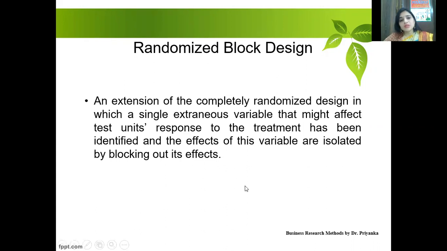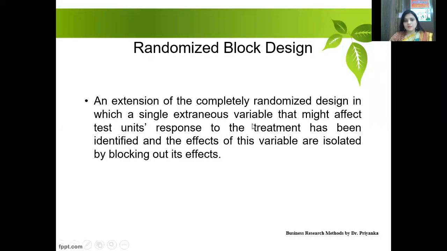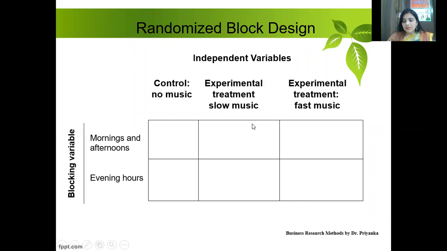Then randomized block design. It is actually the extension of the completely randomized design we just discussed, in which a single extraneous variable that might affect the test unit's response to the treatment has been identified, and the effects of that variable are isolated by blocking out its effect. In a completely randomized design, we are randomly taking the sample, right? But here we are actually controlling our extraneous variable as well. And this can be presented in this way.